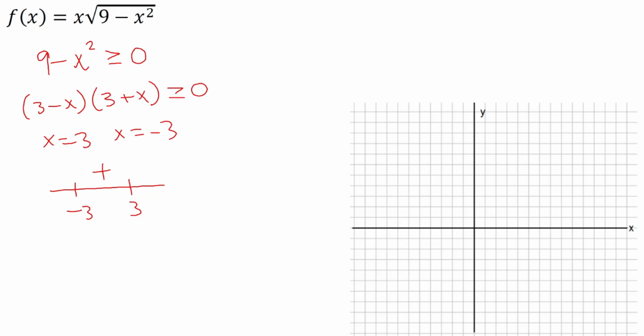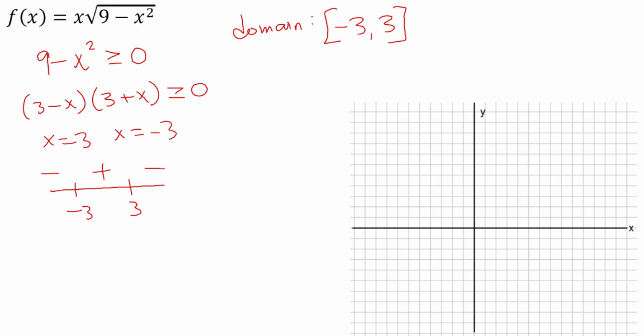But if I plug in something more than 3, like 1,000,000, I end up with a negative times a positive. Or negative 1,000,000, I end up with a positive times a negative. So our domain here is just going to be restricted to the values from negative 3 to 3. Right? So that's our domain. Any critical values we might find have to be on that domain.